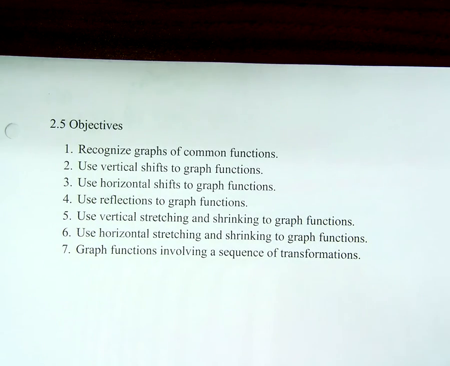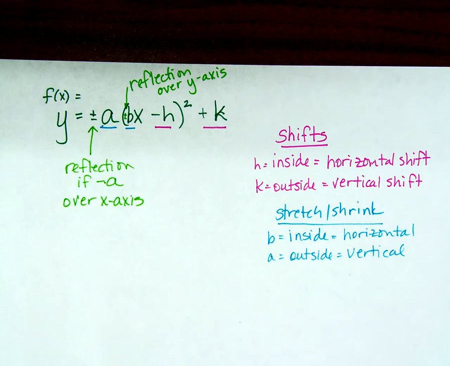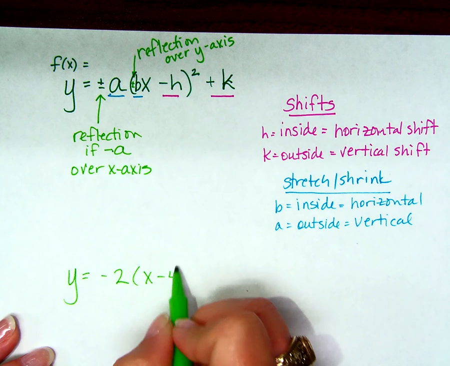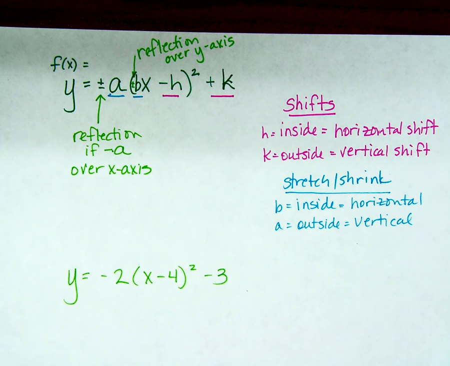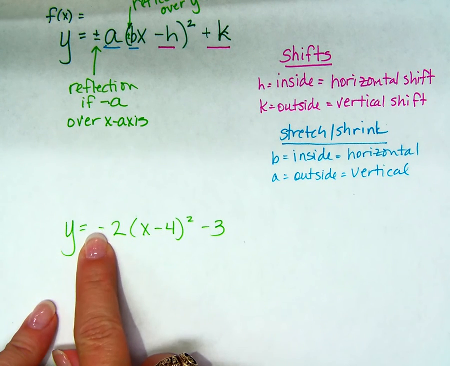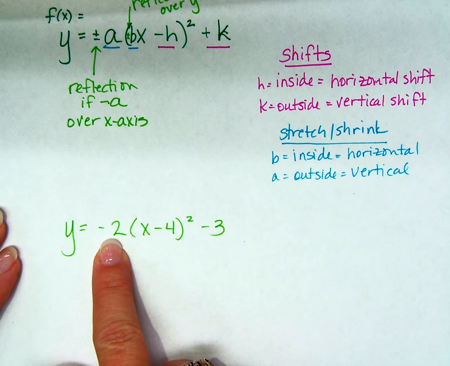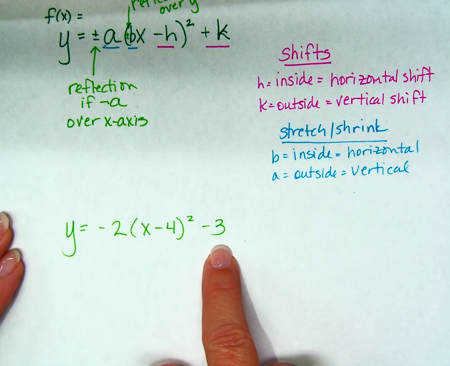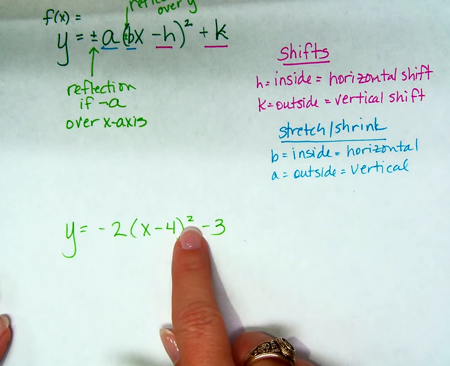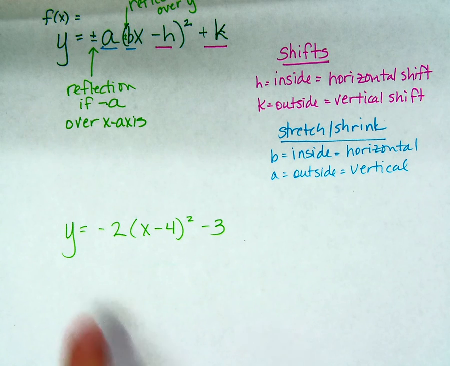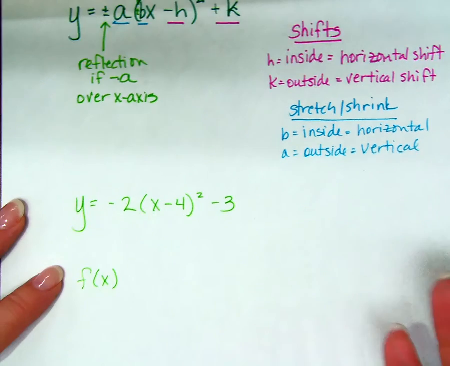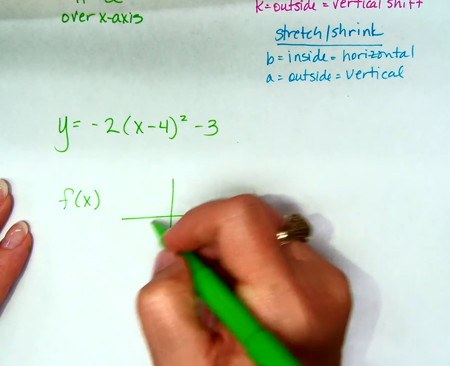So really the last thing you have to do is graph functions involving a sequence of transformations. If it said something, for instance, y equals negative 2 times x plus 4 squared minus 3, you've got to be able to know that there's a reflection over the x-axis, a vertical stretch by a factor of 2, a horizontal shift to the right 4, and a vertical shift down 3. Whatever function it is, in this case a parabola, you have to do all those things to that particular parent function. Sometimes it might say f of x and give you just a random graph.